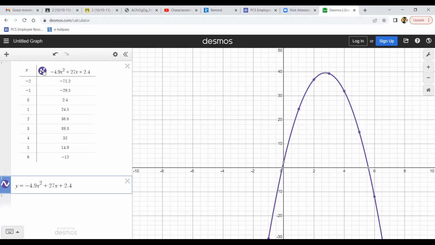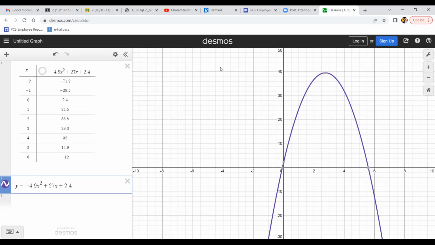Desmos will not find those for you unless the equation is graphed like this. So if you want to find the x-intercepts, the y-intercepts, the mountaintop, stuff like that, you have to have the equation graphed like normal. It will not find those once you've turned it into a table.